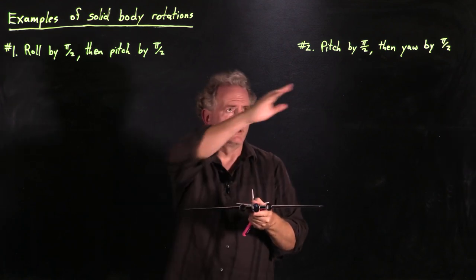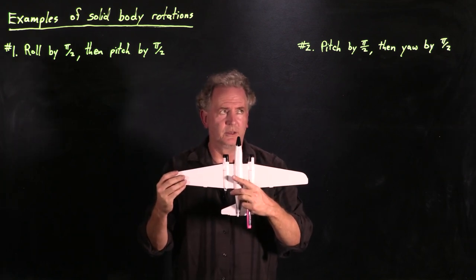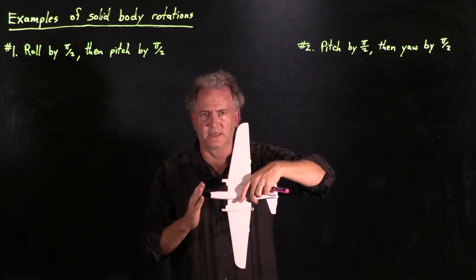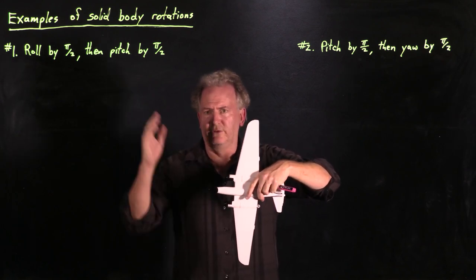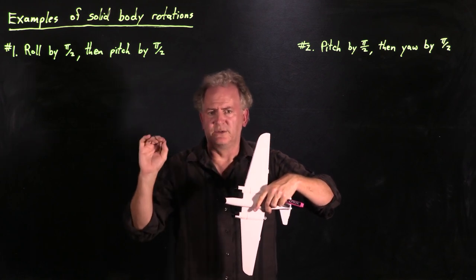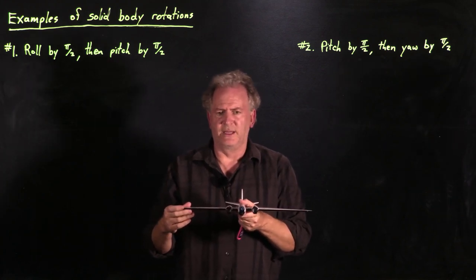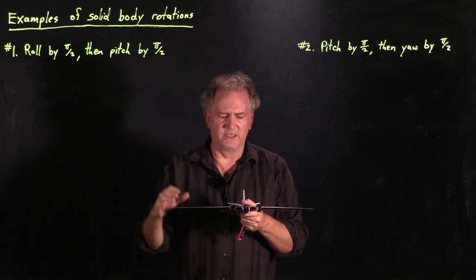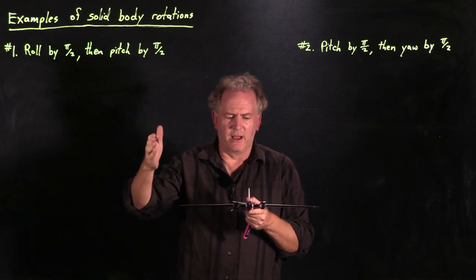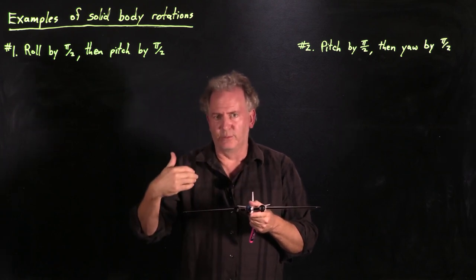And the second maneuver that we'll consider is to pitch by pi over 2 and then yaw by pi over 2, arriving at the same final condition. And we're first going to use rotation sequences and then we'll use quaternions. The rotation sequences will be considered as intrinsic rotation sequences. And so at any given moment in a rotation sequence, we're going to apply the next rotation based on the orientation that we arrive to at the end of the previous rotation.